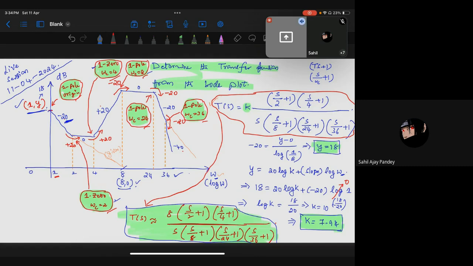Any doubts or queries? No, sir. So this is the general problem. You can solve any problem by following this procedure. It is based majorly on the slope changes. Any other questions?